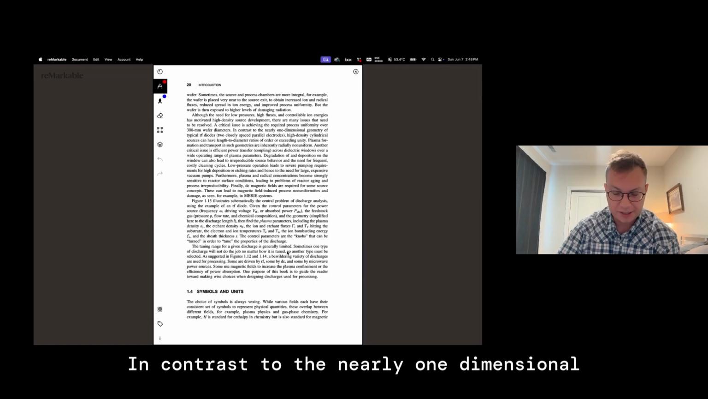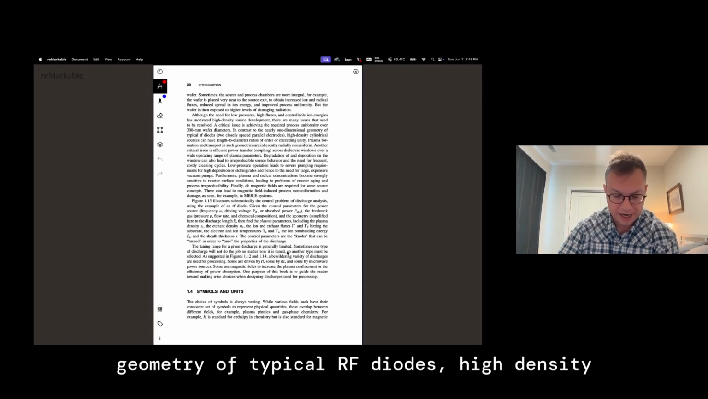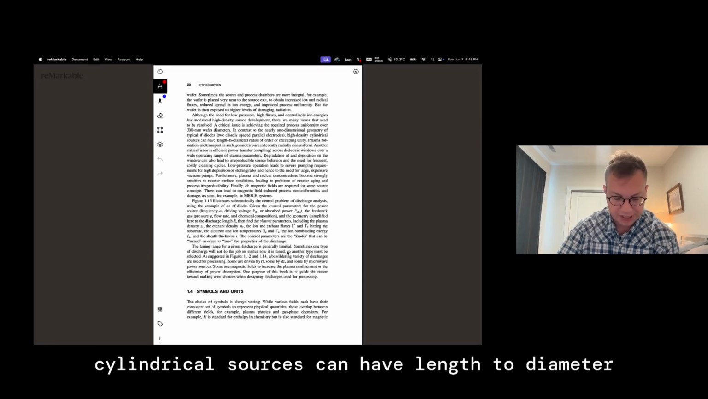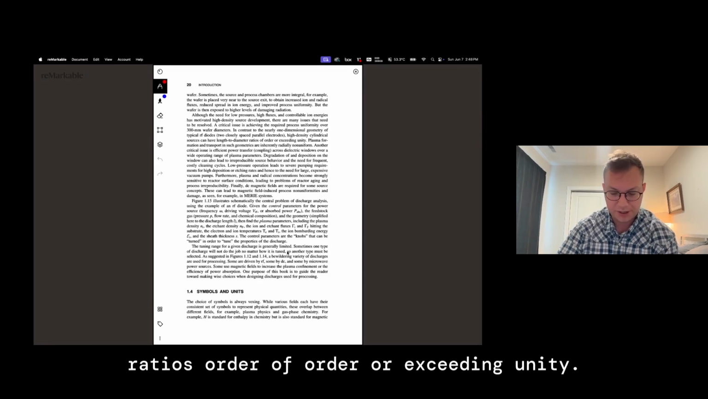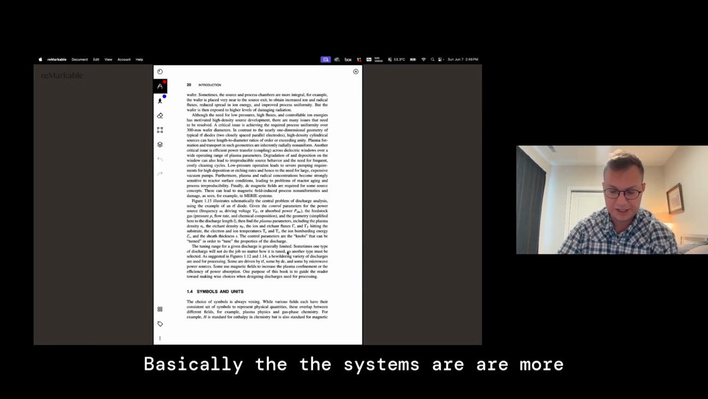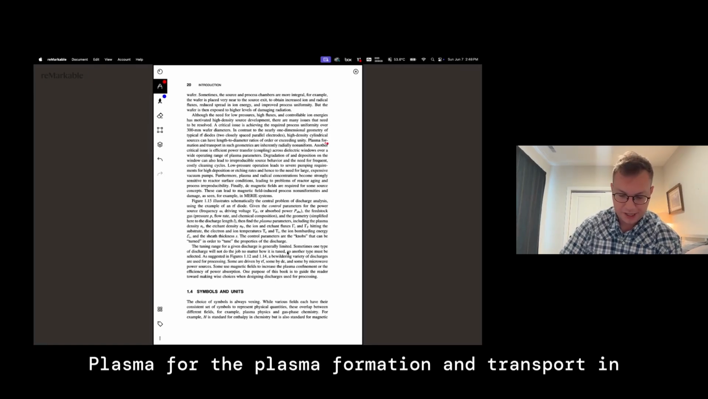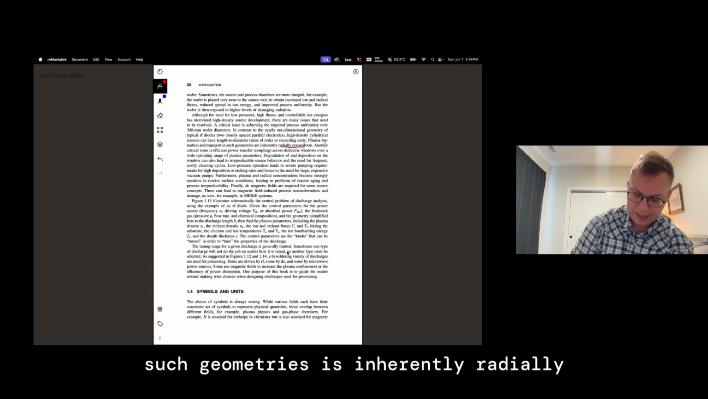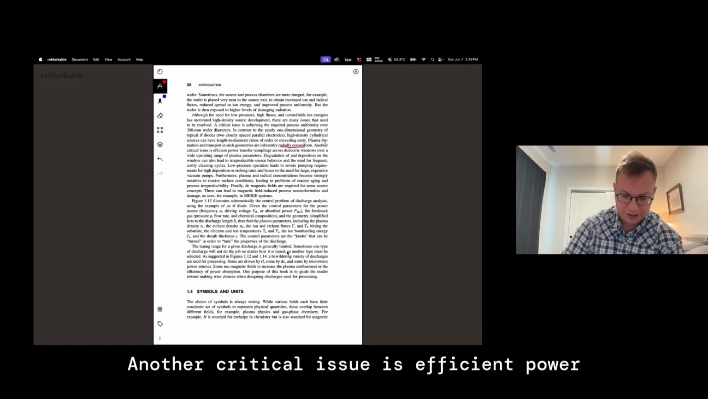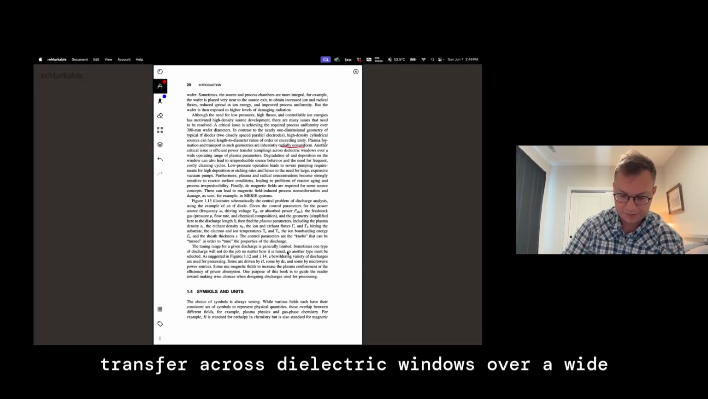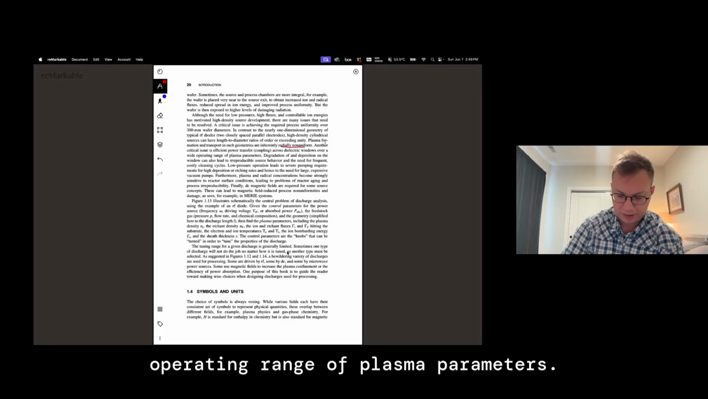In contrast to the nearly one-dimensional geometry of typical RF diodes, high-density cylindrical sources can have length to diameter ratios of order or exceeding unity. Basically, the systems are more complicated and larger. The plasma formation and transport in such geometries is inherently radially non-uniform. Another critical issue is efficient power transfer across dielectric windows over a wide operating range of plasma parameters.